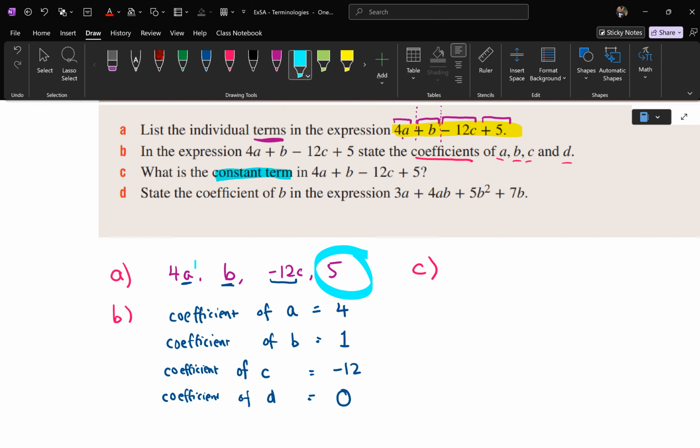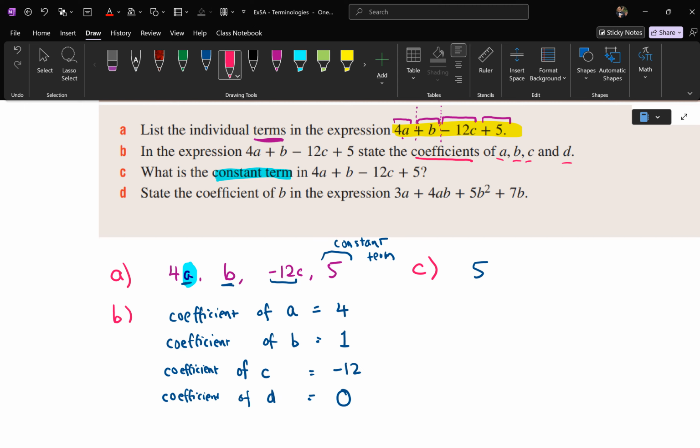A, it's 4 times a over here. I don't know what a is. If a was 2, then 4 times 2 is 8. If a was 3, because we don't know what the letter a represents, it's a number. We just don't know what it is. So 4 times 3 would be 12. So because I don't know what it is, there are infinitely many possibilities. Whereas 5, it's very factual. It's just 5. So we call that a constant term. So this is a constant term. So constant term is equal to 5.